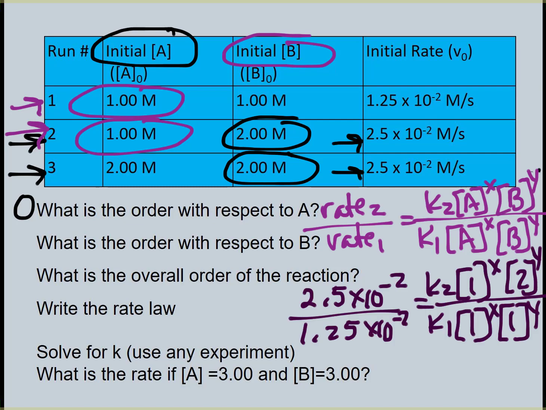Let's put our numbers in. So let's simplify. So this ends up being a 2. And my k's can cancel. All those 1 to the x cancels. And I'm left with 2 to the y. So I know that y equals 1. So that is a first order reaction for B and a zero order with A.